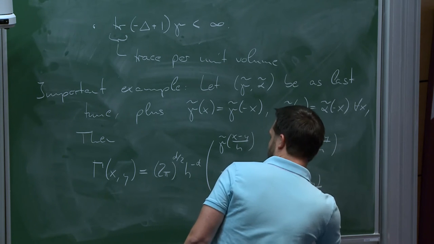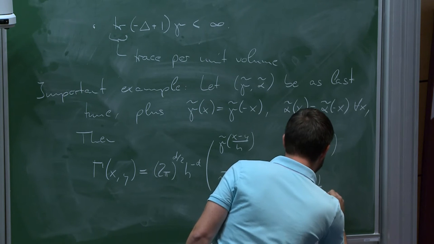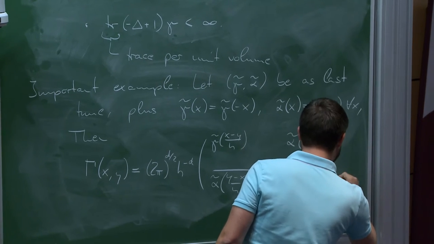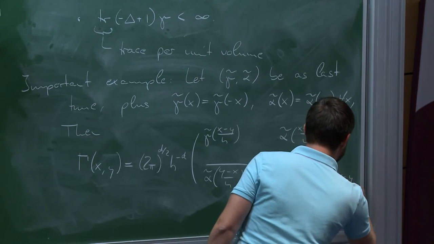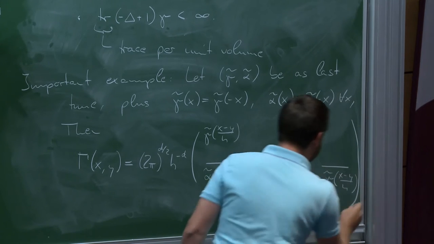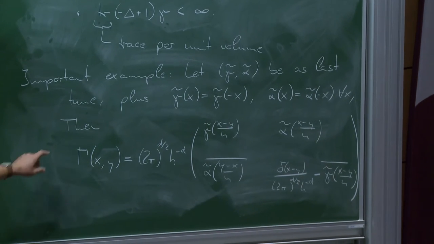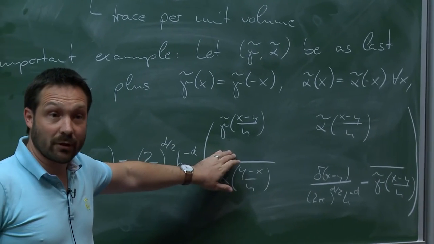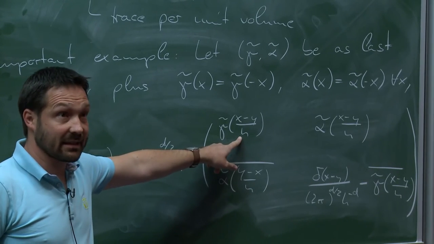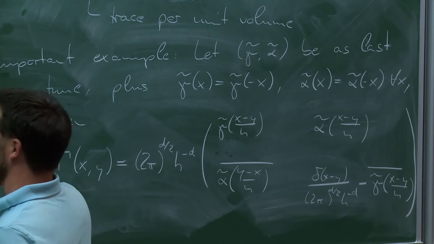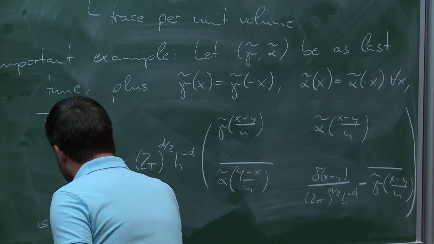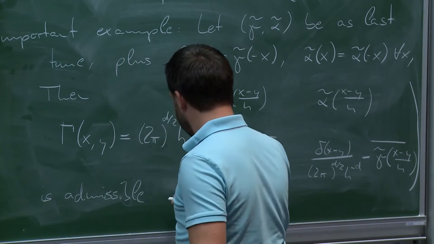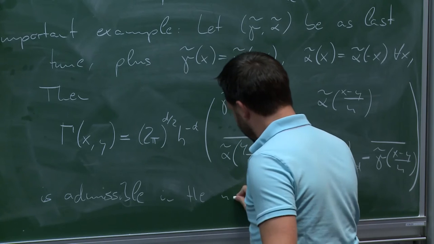I guess I have to take this out. Don't worry too much about these formulas. Minus gamma tilde of x minus y over h bar. I just define the old operator as a convolution kernel, which I can in addition scale. Then this is admissible in this sense, in the new sense.